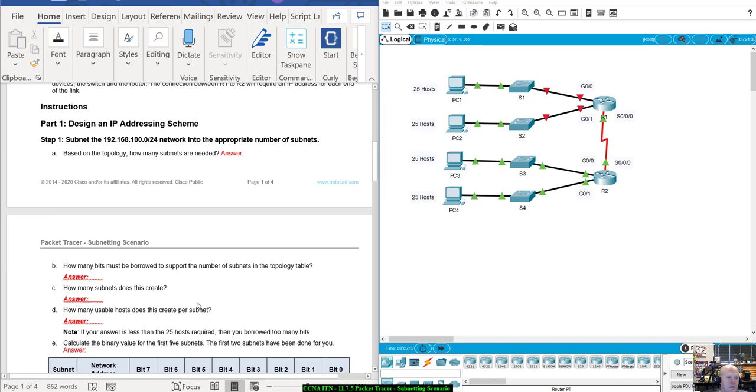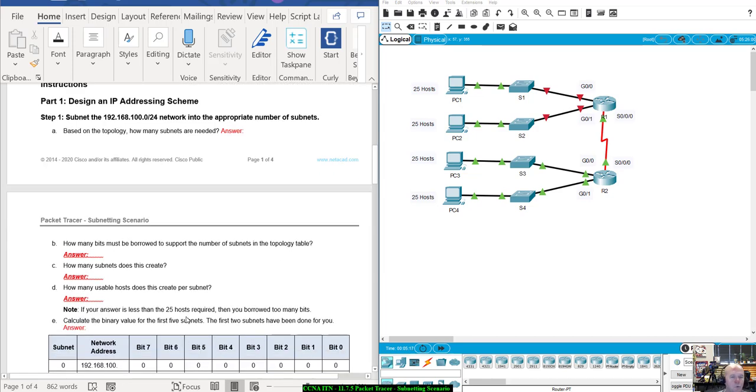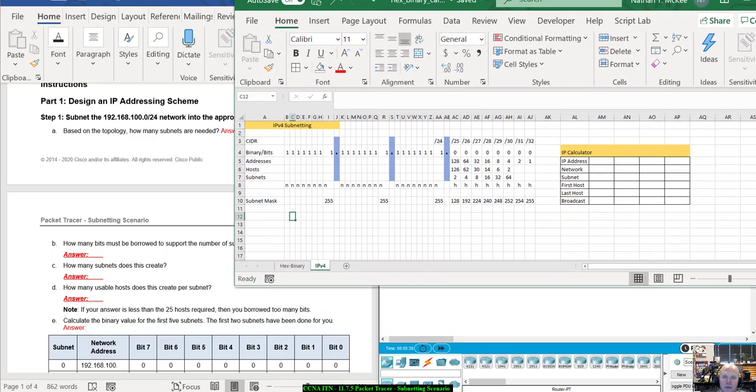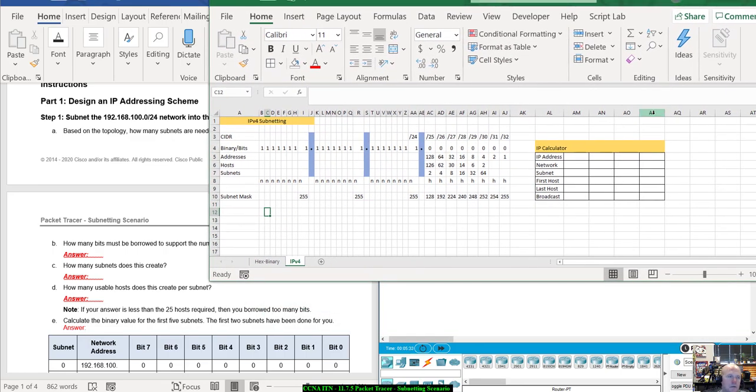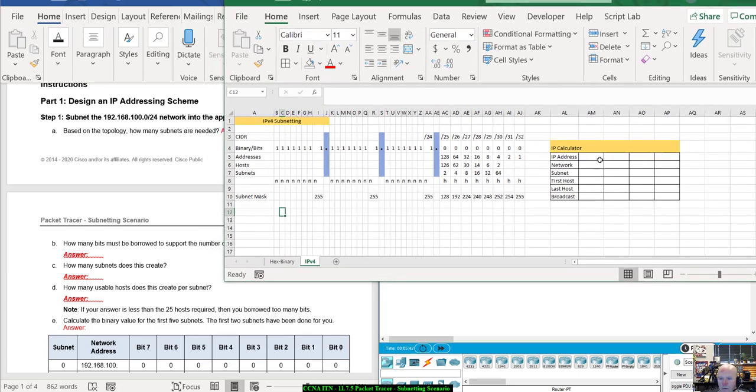So design an IP addressing scheme. Subnet the 192.168.100.0 network into the proper number of subnets. Based on the topology, how many subnets are needed? Once again, I'm going to be using my spreadsheet. I'm not going to call it a calculator, but I have an IP calculator. I want to do it all manually so I can make sure I know how to do it.